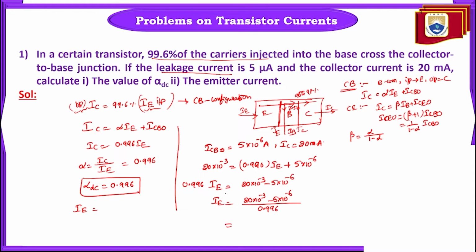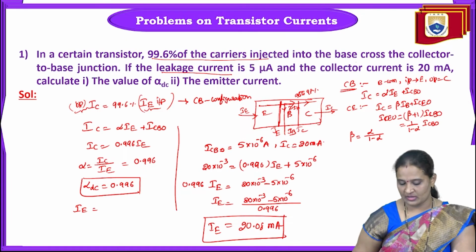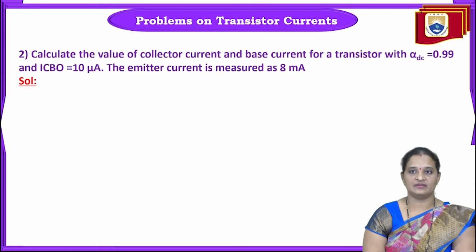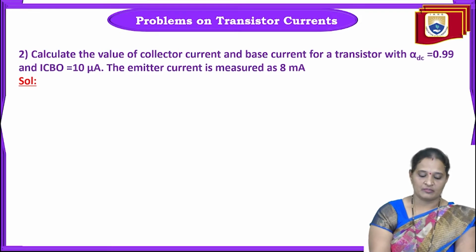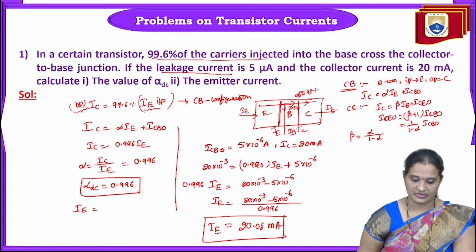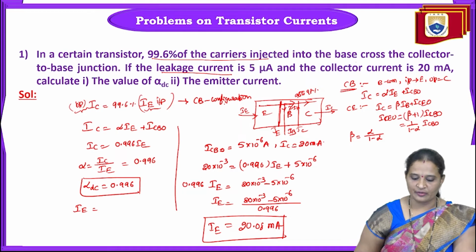And if I calculate this value, IE equals 20.08 milliamperes. So this is the way we can calculate the emitter current and alpha DC. That is the first problem, in which we have found the alpha DC value and the emitter current value.